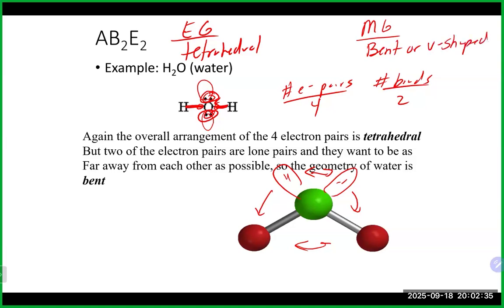Hence why we are going to be going with angular on that one for SO2 to distinguish it from this one, which is bent or V-shaped. And the reason for that has a lot to do with the bond angle that is different.